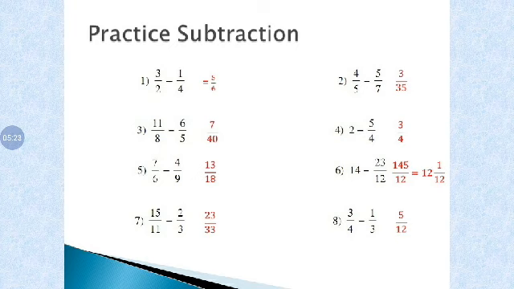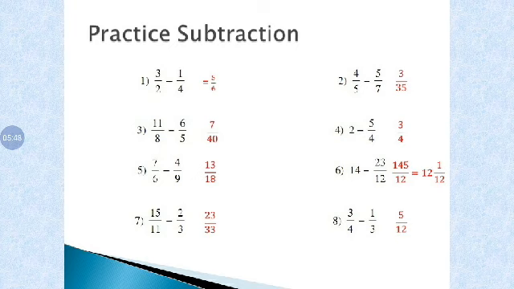Practice it of subtraction. 3 by 2 minus 1 by 4. So the denominators are different. Take a common denominator, take the LCM of 2 comma 4. The LCM of 2 comma 4 is 4. So we get an answer 5 by 4.